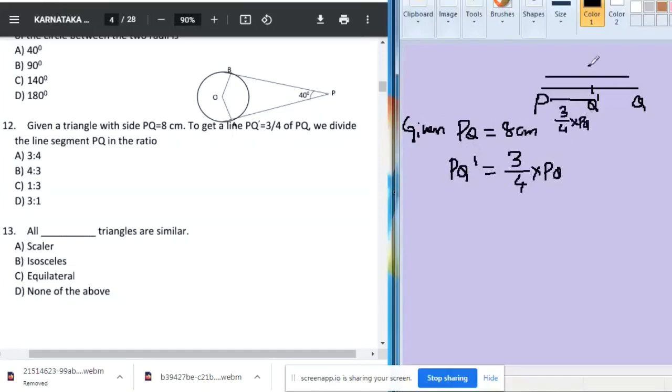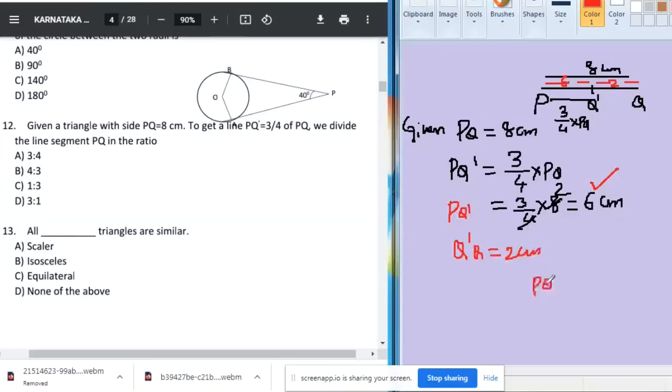We all know that PQ is 8 centimeters. So this is 8 centimeters. So 3/4 of 8 is nothing but 4 times 1 is 4, 4 times 2 is 8, 3 times 2 is 6 centimeters. So this part of the line is 6 centimeters. Obviously, the other part will be 2 centimeters because the total length of PQ is 8, PQ dash is 6, and Q dash Q will be 2 centimeters. They are asking to find the ratio of PQ dash and Q dash Q, which is nothing but 6:2, which is also equal to 3:1. So the correct option for this question is D, 3:1.